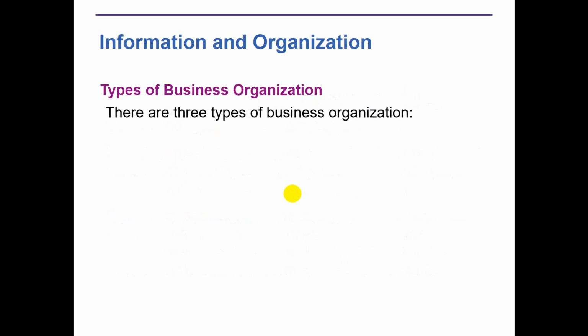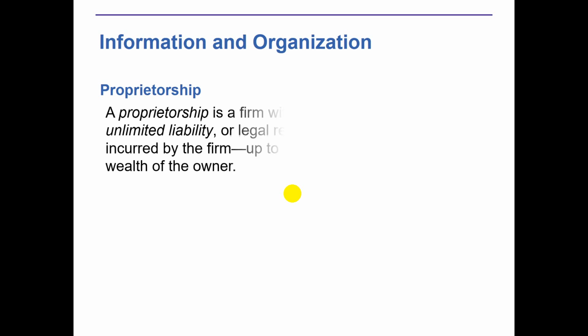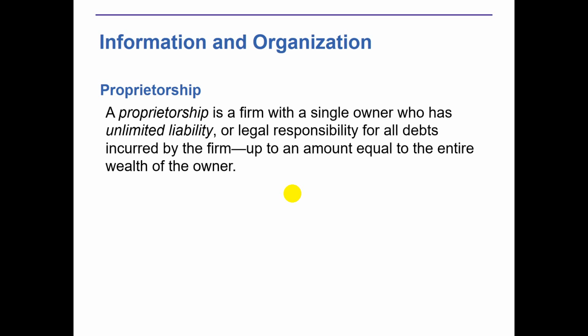So what kind of organizations do we have? We have three different types of organizations. The first one is the proprietorship, the second one is partnership, and the third one is corporation. The sole proprietorship is a firm with a single owner who has unlimited liability, or legal responsibility, for all debts incurred by the firm up to an amount equal to the entire wealth of the owner.